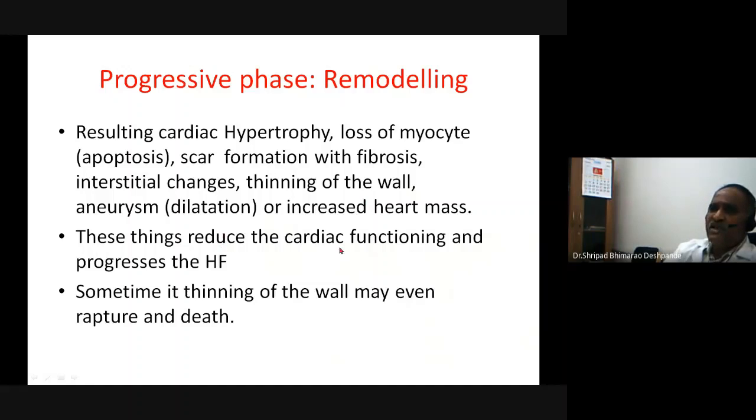These things reduce the cardiac functioning and progress the heart failure further, because they are not replaced by the contractile sarcomeres. Maybe some matrix proteins are expressed, and those expressions are activated by the genetic factors. Sometimes the wall becomes so thin that it may even rupture and cause death. So this is the remodeling phase.